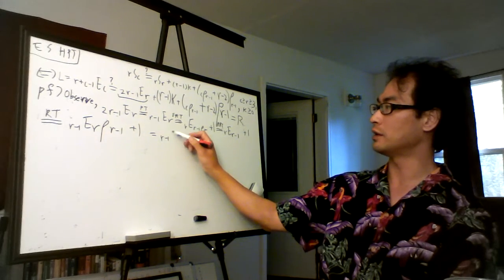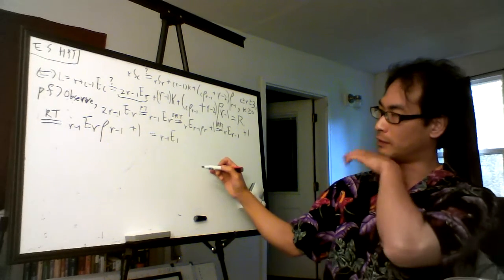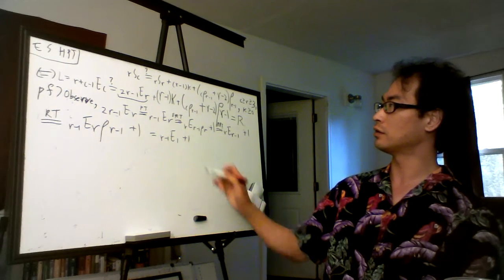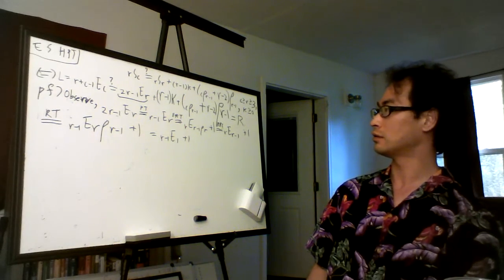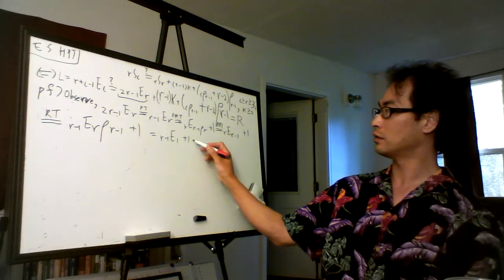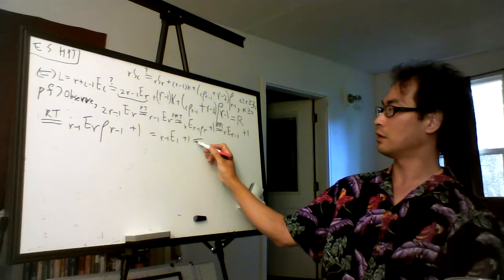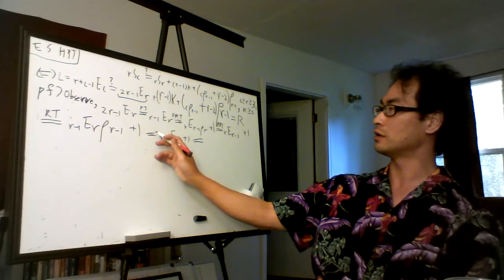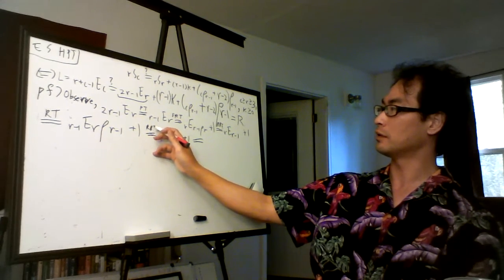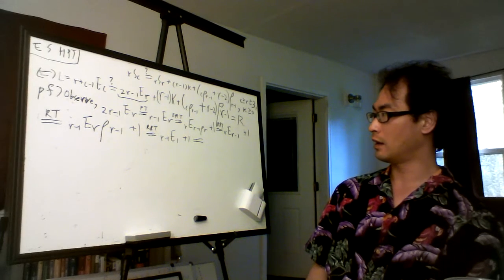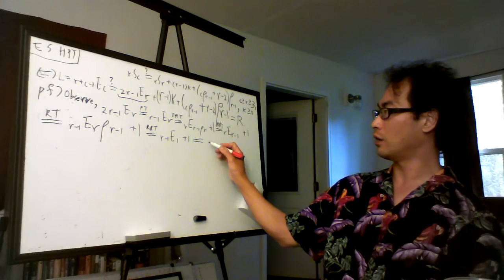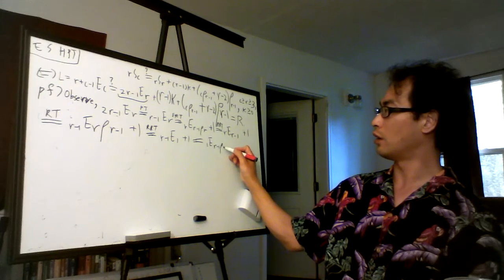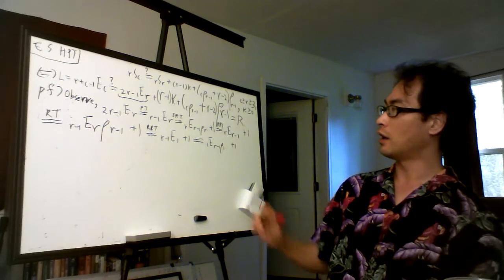r minus 1 e 1 plus 1 is what? That's by the rho reduction theorem. This is called the rho reduction theorem. Okay. 1 e r minus e rho 1 plus 1.